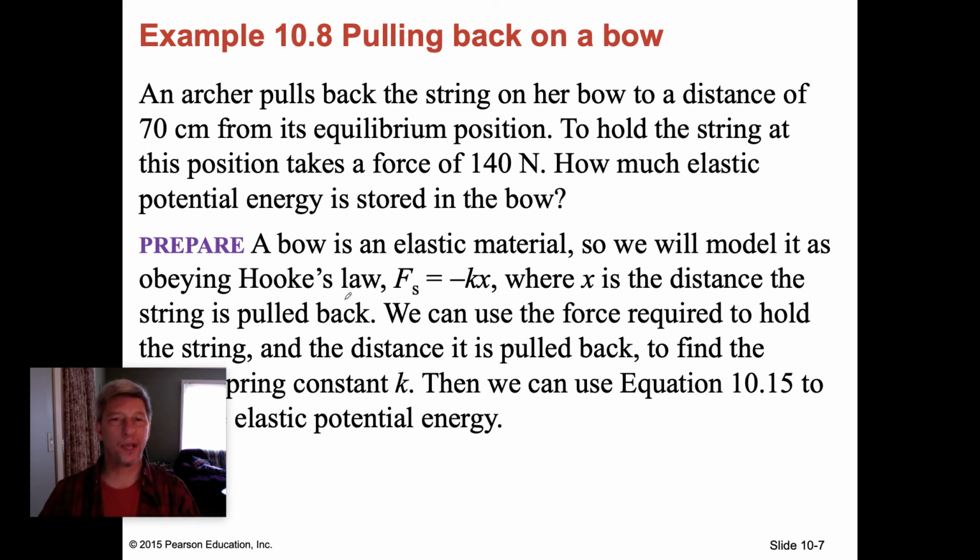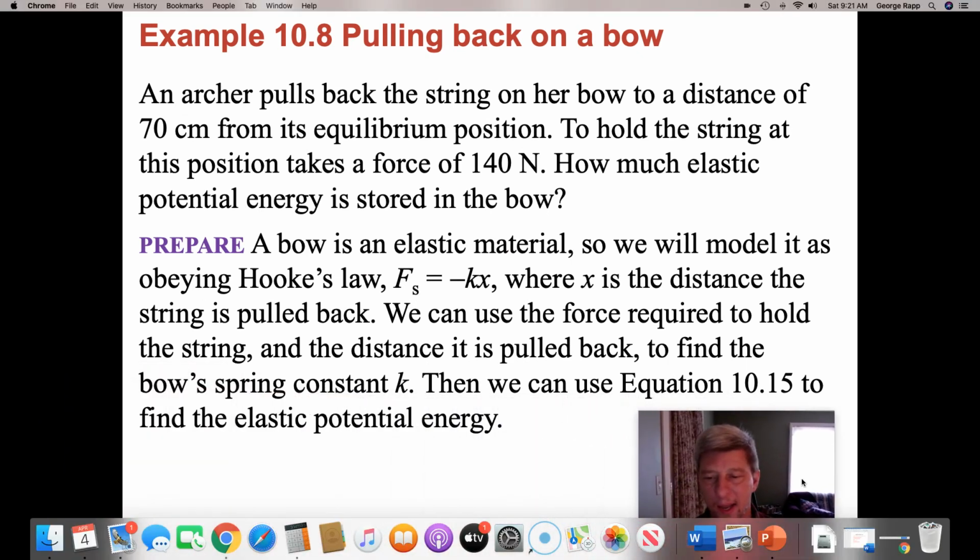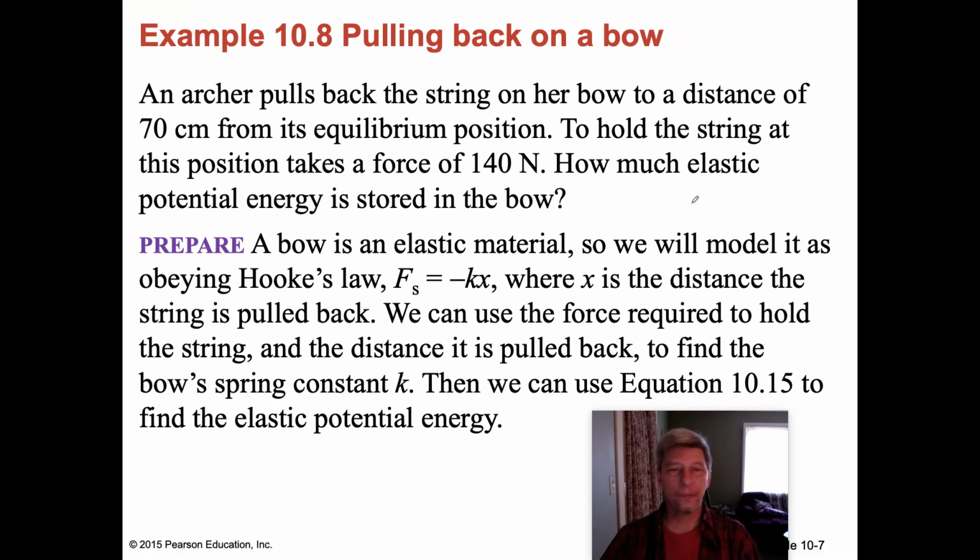So example 10.8, pulling back on a bow. If you've ever fired a bow, if you pull back on the string, you are essentially stretching the bowstring. And so an archer pulls back on the string on her bow to a distance of 70 centimeters. You're going to have to convert that to 0.70 meters from its equilibrium position. To hold the string at this position takes a force of 140 newtons. So the question is, how much elastic potential energy is stored in the bow?